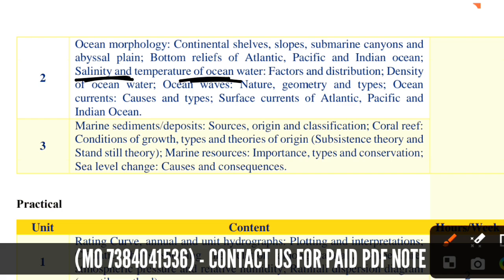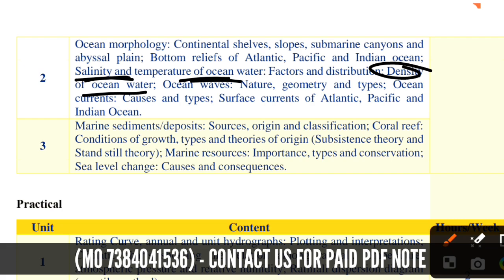Here you have to study the major factors that control salinity and also the distribution of salinity in the oceans. Then you have to study the temperature of ocean water. Again you have to understand the major factors that control ocean temperature and how temperature is distributed in different parts of the oceans. The next topic is density of ocean water.